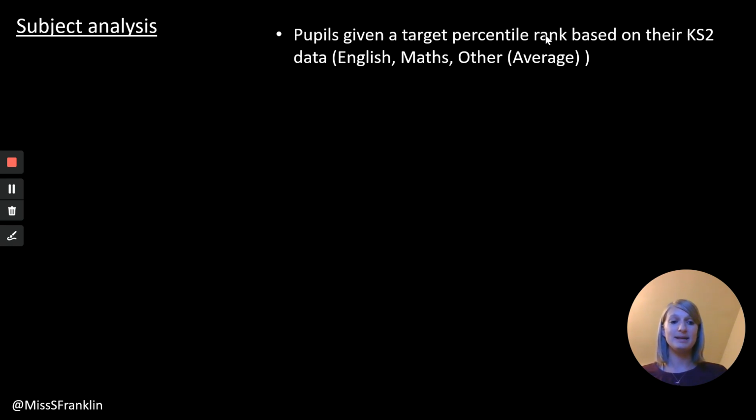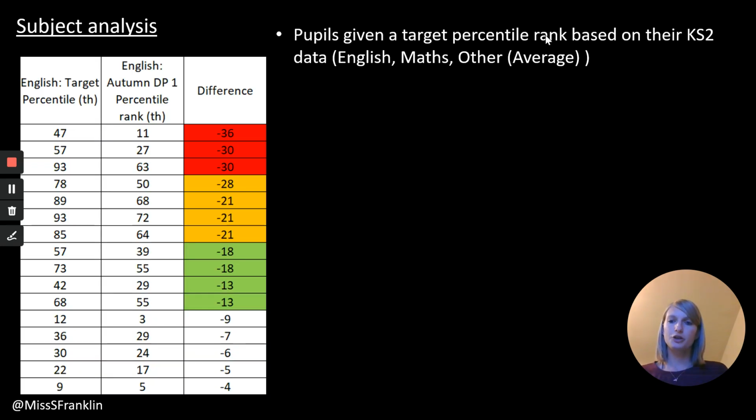Effectively what that means is their Key Stage 2 data is ranked from top to bottom. So we have the people who attain the highest down to the lowest. So they have a target score for maths, English, and then we do an other to account for non-English and maths subjects, which is based on an average of the two. So you can see here an example. With English, we have a target percentile here, and I've just cut and pasted some so that we can see a range on the screen, but they've got their target percentile.